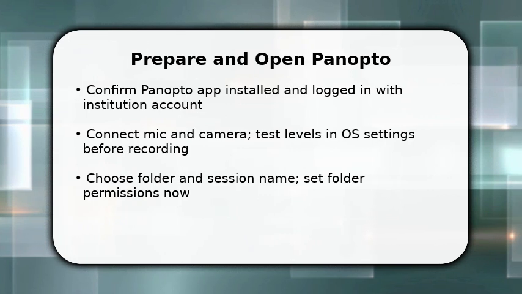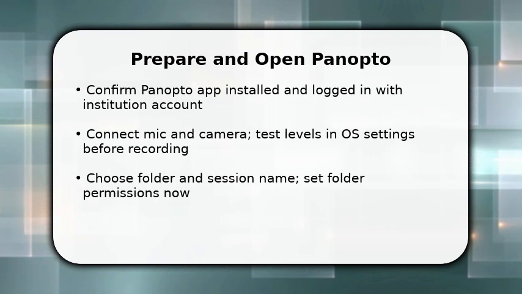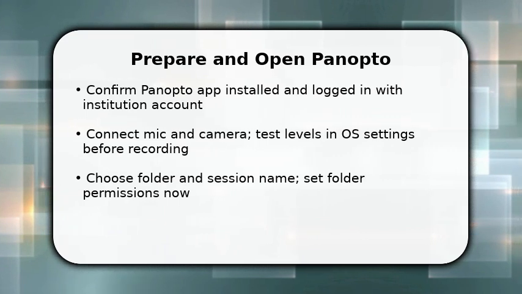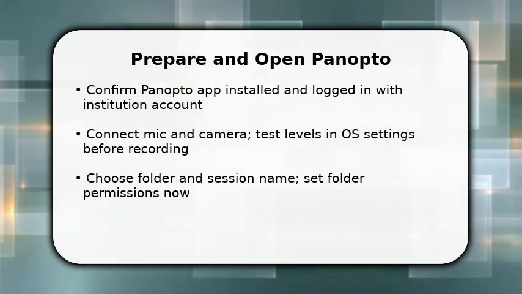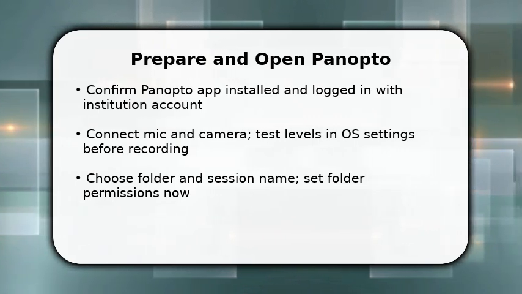Make sure your microphone and camera are connected, then verify input levels in the recorder's device drop-downs so audio isn't clipped. Once done, select video and screen sources. That selection determines whether you capture slides, full screen, or a specific window.